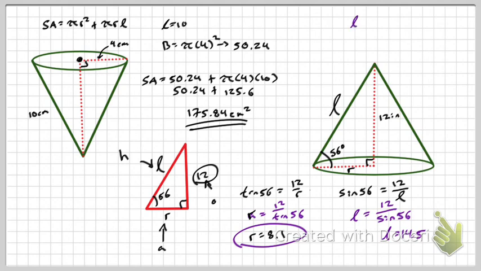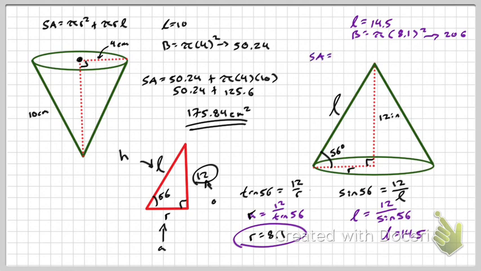So my slant height, as we said, is 14.5. The area of my base is pi r squared. Okay, so 8.1 squared times 3.14 is 206. Let's go with just 206, actually. 206. And then we can do our formula.